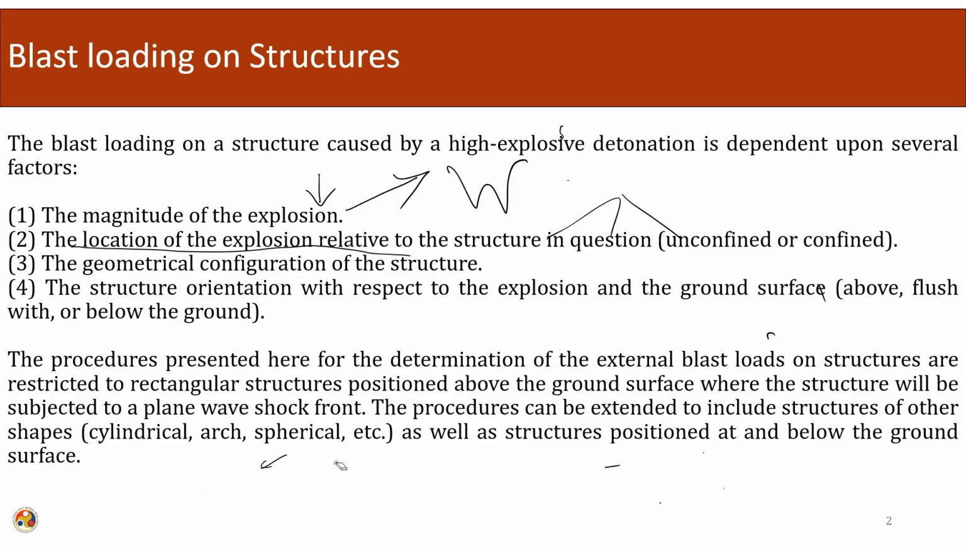Then there is the geometric configuration of the structure. As we saw last time, the geometric configuration of the structure, whether it is a 3-part structure or a fully confined structure, all this configuration will determine how the blast load is spread out with respect to the structure. Then there is the structural orientation with respect to the explosion and the ground surface.